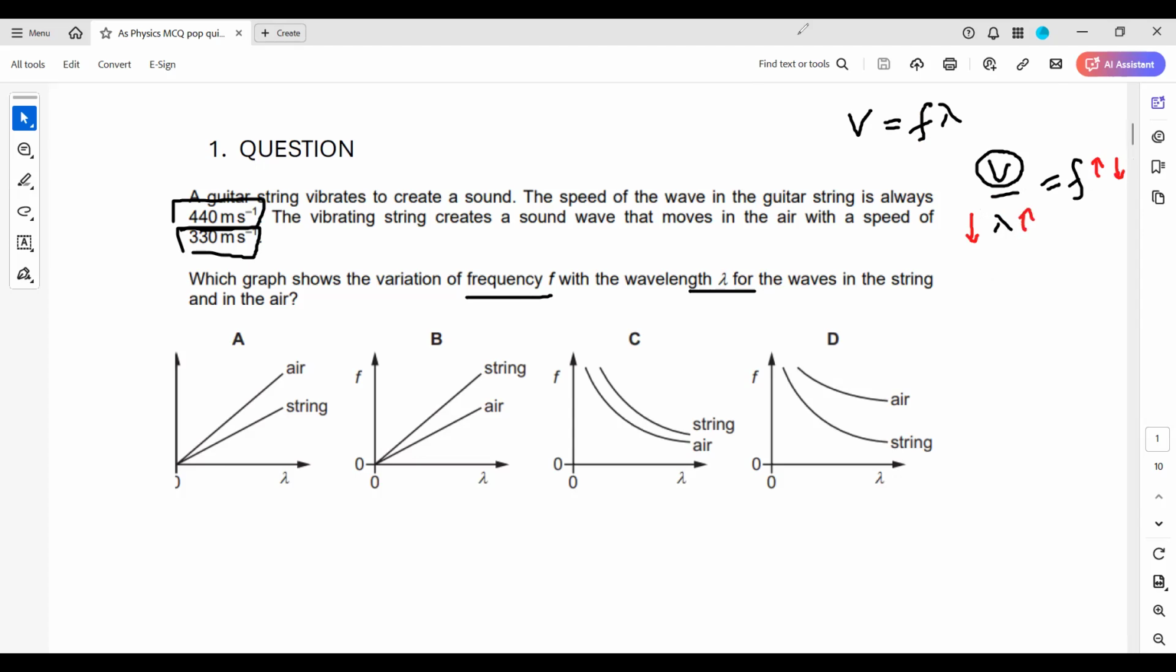And when two quantities are inversely proportional, what will be the graph between them? If we sketch a graph between the wavelength and the frequency, the graph between them will be a curve. That's the graphical representation of two inversely proportional quantities. So it should be a curve. It cannot be a straight line. So it cannot be A or B. We are left with C and D.